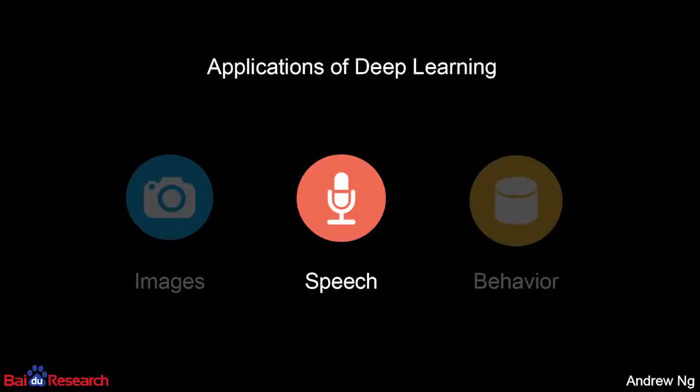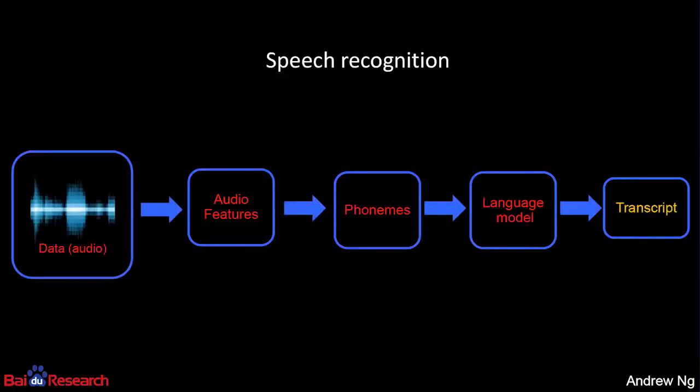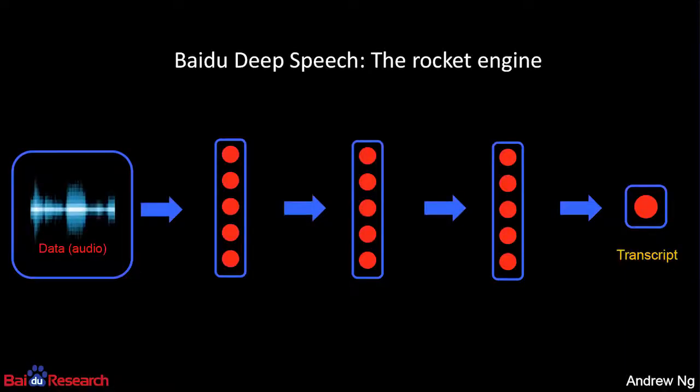Let's talk a little bit about the second area I'm excited about, speech recognition. Traditionally, speech recognition has been done with incredibly complicated software pipelines. We input the audio, extract features, figure out phonemes, source the language model, figure out the transcript. It's really complex pipelines. As deep learning people, we said, let's take the whole thing and just blow it away and replace it with a deep learning algorithm. So that's our rocket engine.